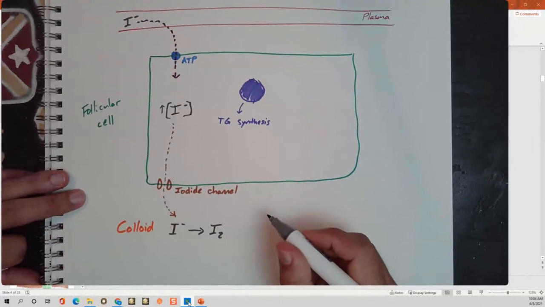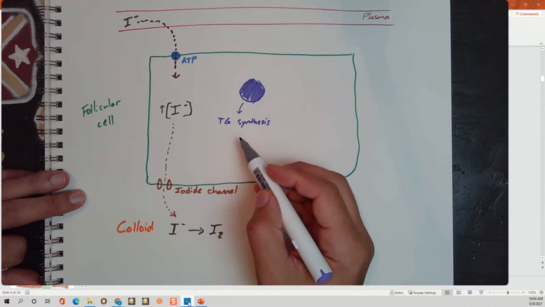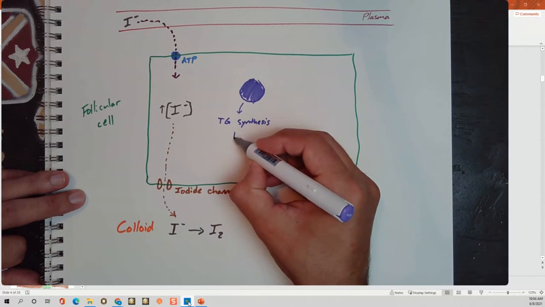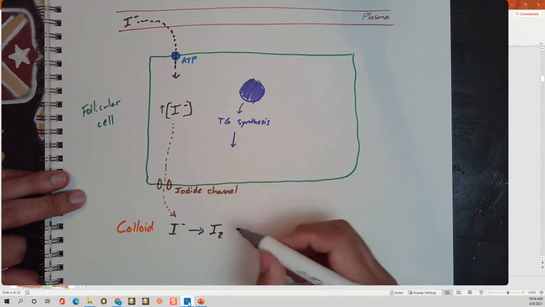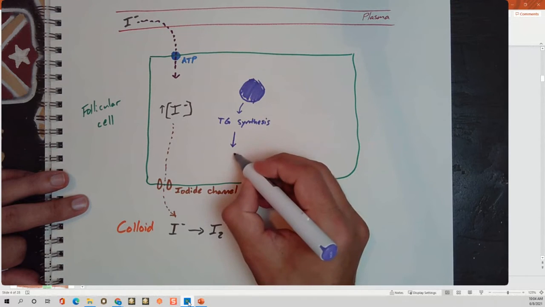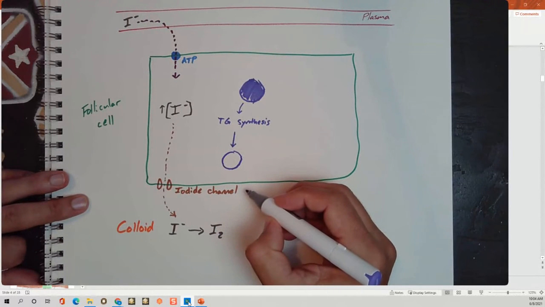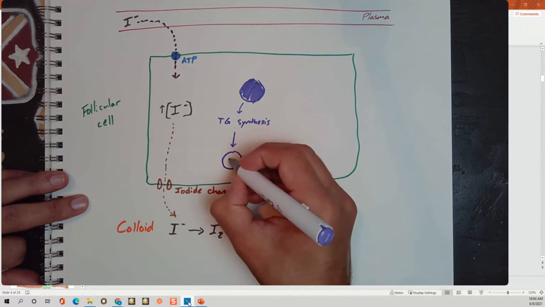Sweet. We got a small problem here because thyroglobulin is a protein. So as thyroglobulin is synthesized, it's going to have to go to the Golgi apparatus, and thyroglobulin is going to be stored inside of a vesicle, because otherwise these big polar proteins couldn't get through a cell membrane. True story?